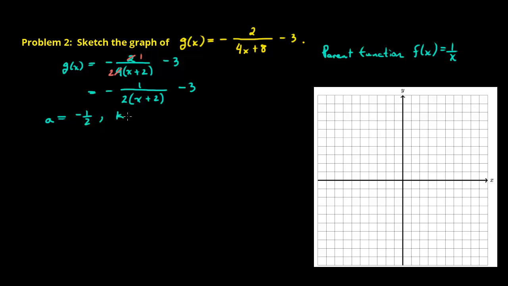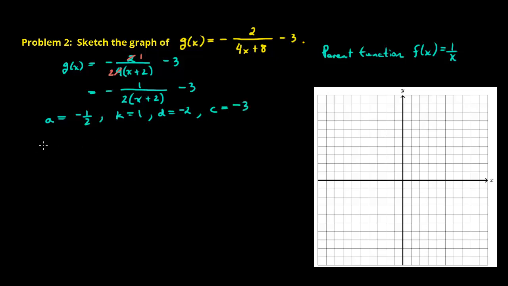So a is going to be equal to negative 1/2. If a is negative 1/2, k has to be equal to positive 1. d is going to be equal to negative 2. Remember that I always flip the sign on d. And c is going to be equal to minus 3.